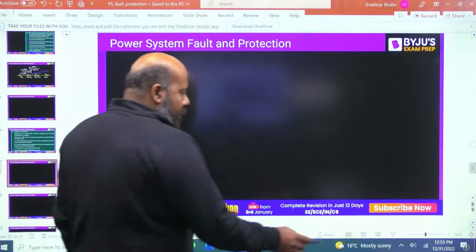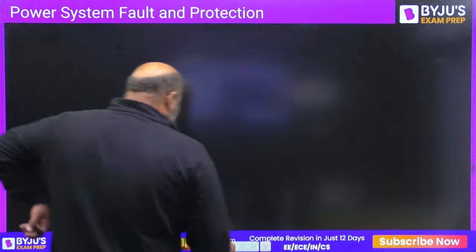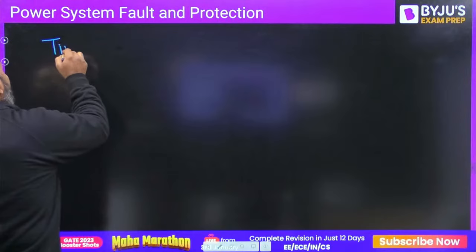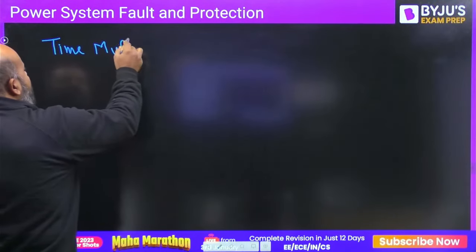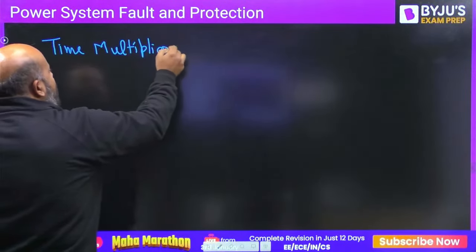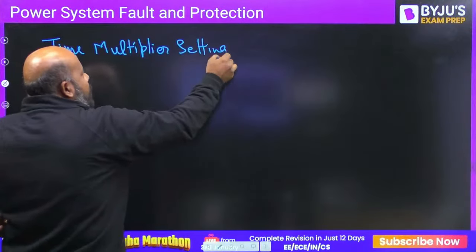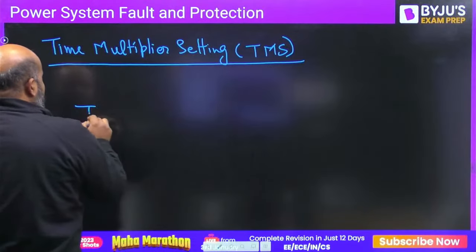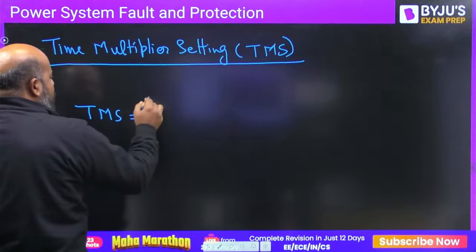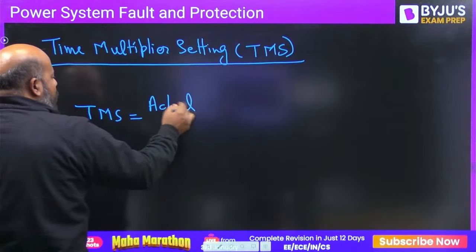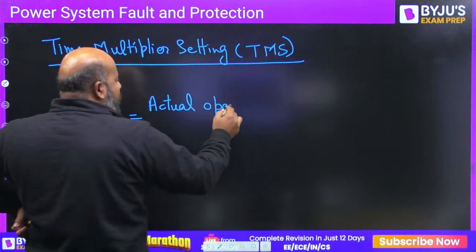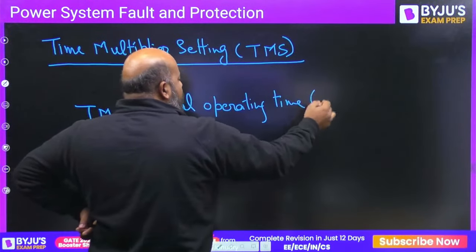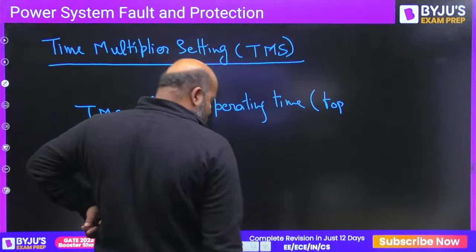Now see, how we are defining the time multiplier setting. Time multiplier setting, that is TMS, it is given as the actual operating time of the relay. So, this is T operation actual.